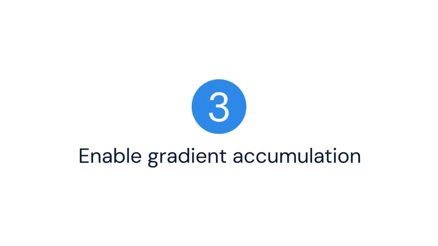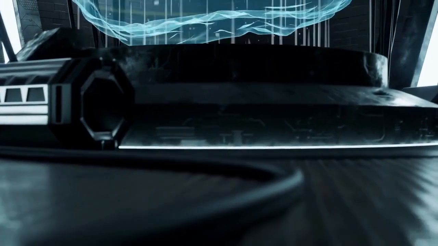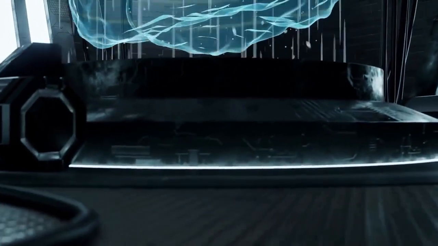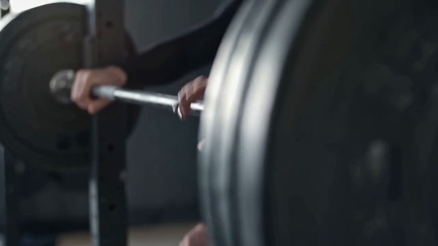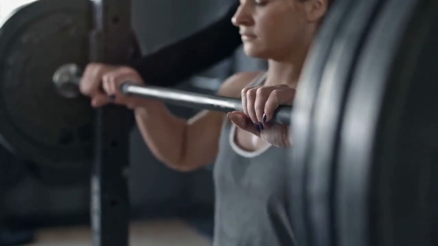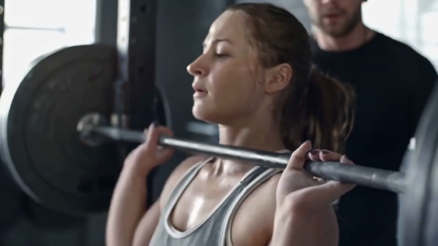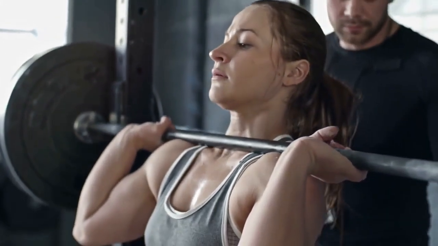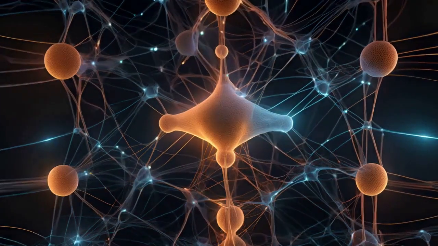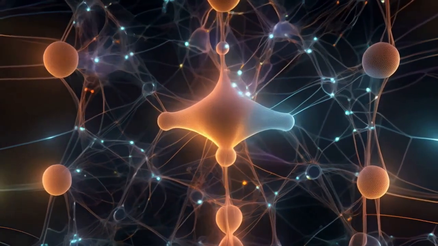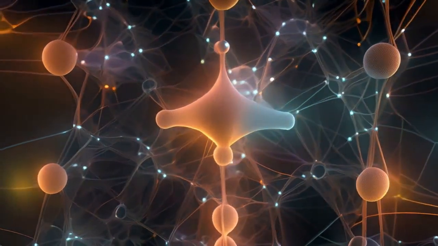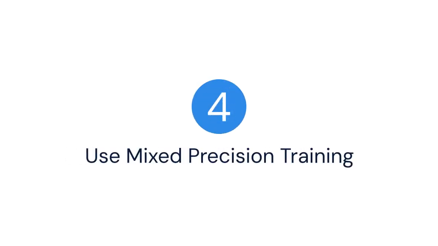Number 3, enable gradient accumulation. This allows you to simulate a larger batch size without actually loading it all into memory at once. You calculate gradients for smaller batches and then accumulate them over several iterations before updating the model's weights. This uses less memory because you don't need to store all the intermediate gradients for the entire large batch at once.